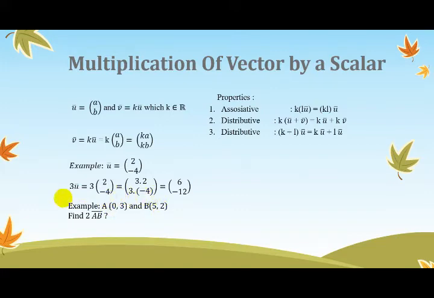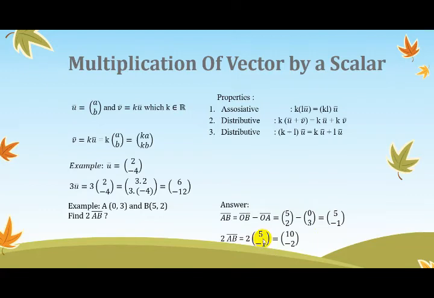Next example, if we have point A (0, 3) and B (5, 2), find 2 times vector AB. First step, we want to find vector AB. Vector AB is OB minus OA. OB is (5, 2), OA is (0, 3). So the subtraction is (5, negative 1). It is vector AB. And then 2 times vector AB is 2 times (5, negative 1), equal to (10, negative 2). So it is the answer.